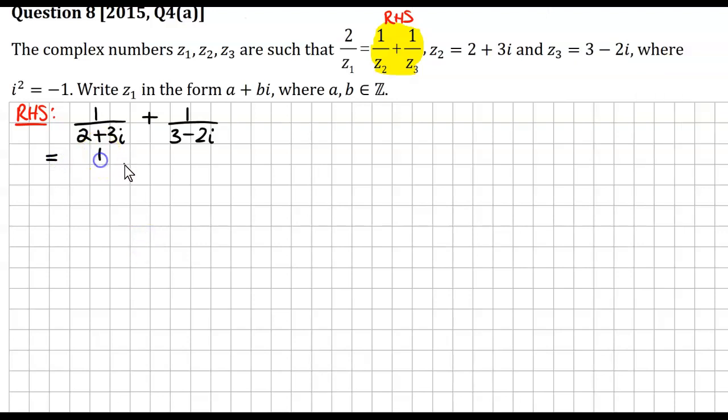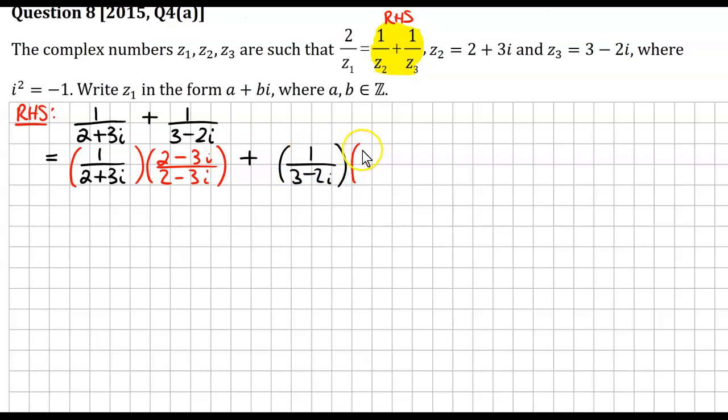So this is going to be 2 plus 3i, and that one needs to be multiplied by 2 minus 3i over 2 minus 3i, the complex conjugate of the bottom line. Moving on to the next one, 3 minus 2i. These can be a little confusing because you have the same numbers, and the conjugate of this is 3 plus 2i over 3 plus 2i.